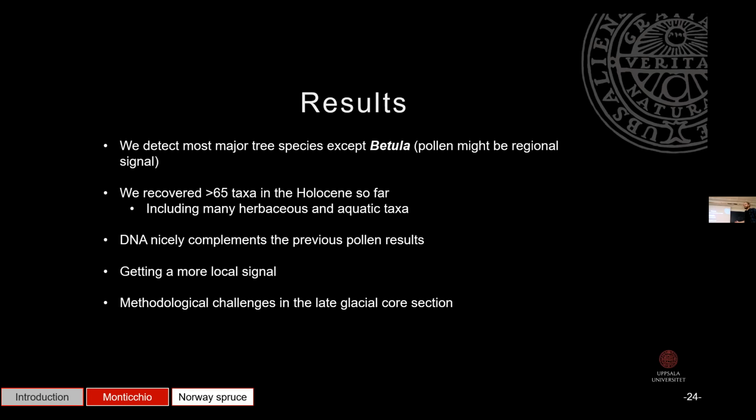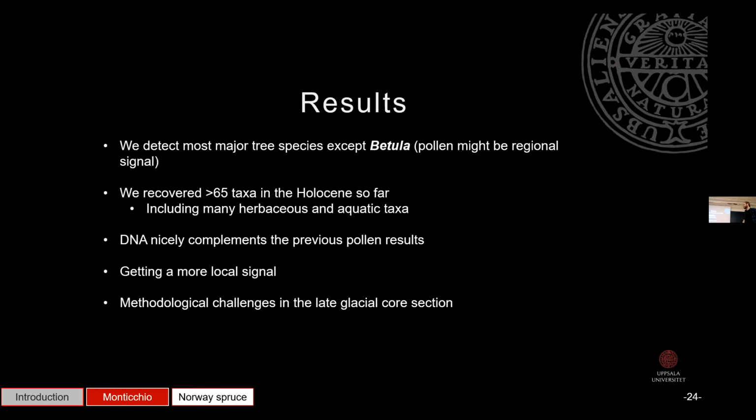Overall, so far in just the Holocene samples, we detected more than 65 different taxa, and a lot of them are herbaceous and aquatic plants, which are usually not very well recovered with pollen because they don't produce much pollen. But we find them with DNA. So the DNA is very nicely complementing the pollen results. DNA doesn't replace pollen, but it shows a little bit of extra information that we can get out of the same samples. So it gives a more local signal.